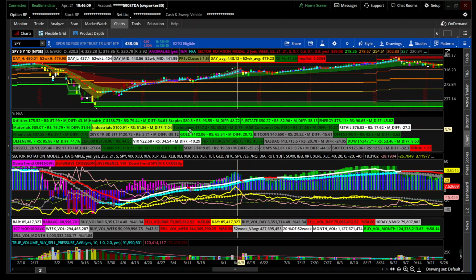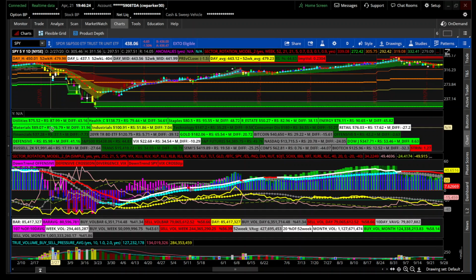As you can see, all these are dark green and they're fading away. Industrials is still above 50. That's why it's this drab green color. And materials is actually still rising. So that's one of the sectors that's holding up the S&P 500.